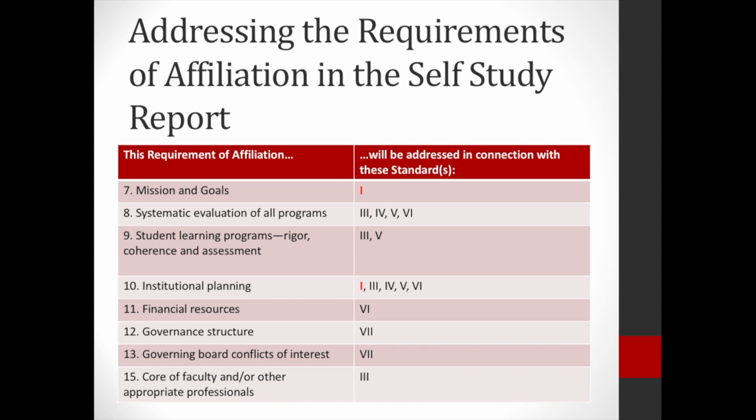Put another way, institutions can and will address various requirements of affiliation in the self-study report itself, as this chart demonstrates. Institutions working to demonstrate compliance with requirements of affiliation 7 and 10 can do so successfully by addressing them partially in a well-written, analytically based self-study section that addresses Standard 1.